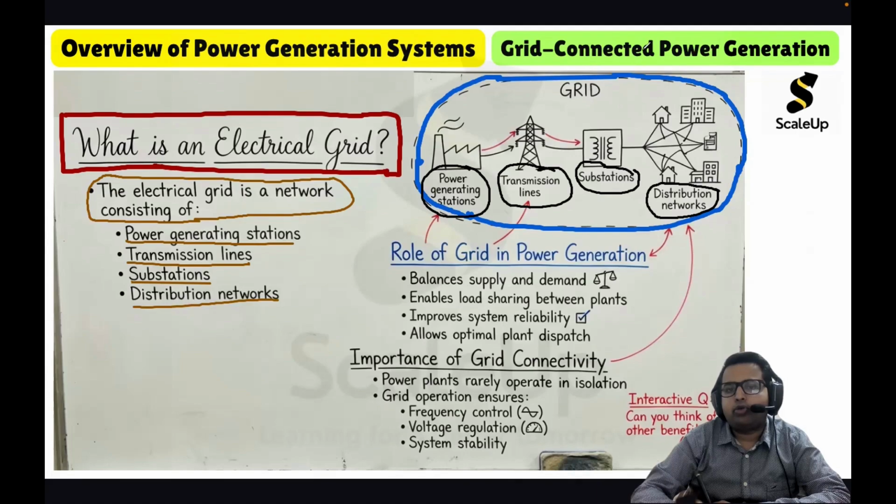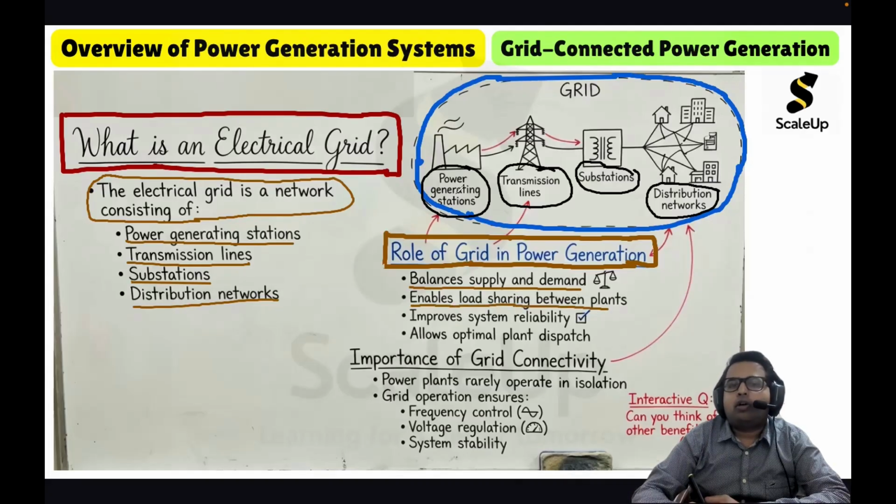And if we talk about the role of the grid in power generation, it balances supply and demand. This grid, the very important role is to balance supply and demand. It enables load sharing between plants, because all the power plants are part of the grid. So load sharing between power plants is possible because of the electric grid. The electric grid improves system reliability, and it allows optimal plant dispatch.